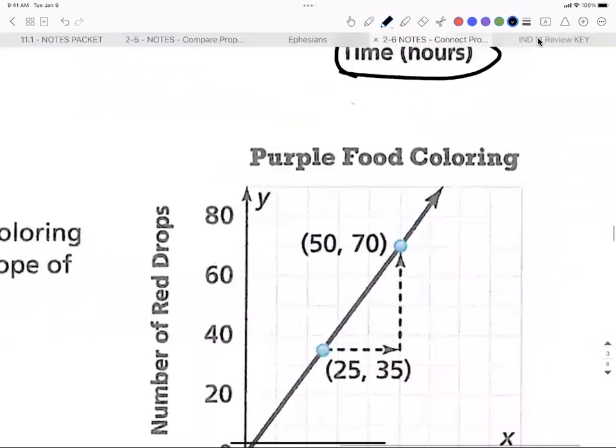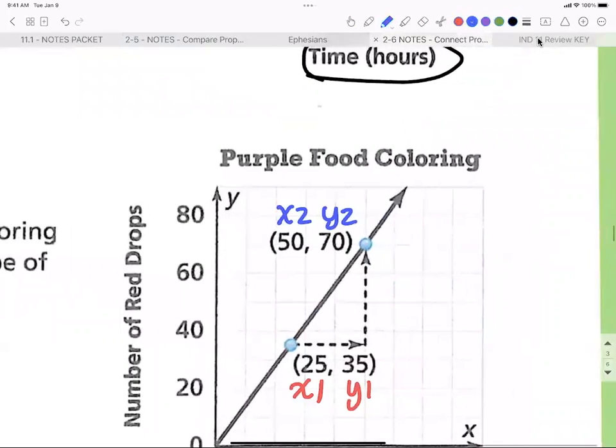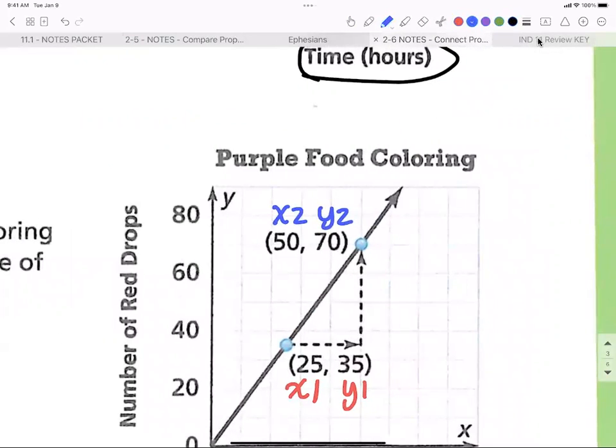Okay, we can label these, right? If we want, we can label these x1 and y1, and we can label this x2 and y2. And if we do that, we would say y2 minus y1, or our rise and fall, would be 70 minus 35 over our x2 minus our x1, so 50 minus 25.